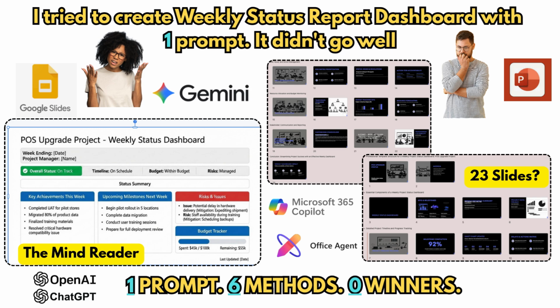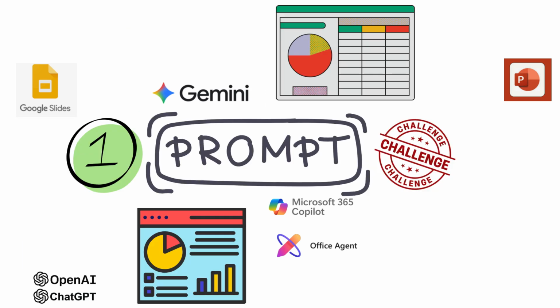I've been a project manager for years, and I'm obsessed with efficiency. Today, I'm running an experiment. Can I get a perfect weekly status template for a POS upgrade using just one prompt? I tested 6 different ways to do this across the big 3: Microsoft, Google, and OpenAI. I'll show you exactly what they generated and why I'm still searching for the perfect AI assistant.